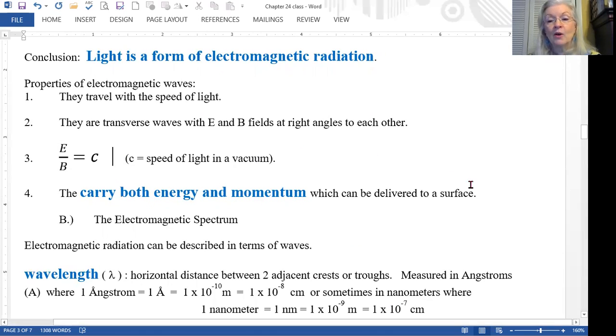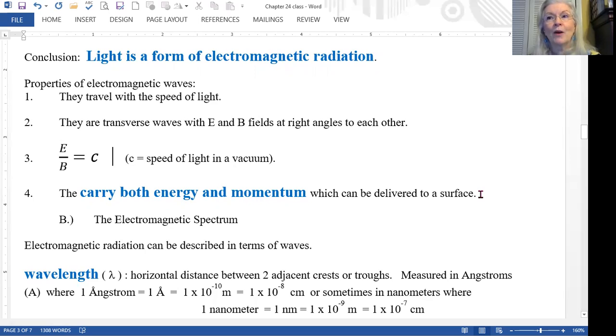Electromagnetic waves carry both energy and momentum, which they can deliver to a surface. Now, that is something that should be a little puzzling, but if you think about it, it actually makes a little bit of sense. So when sunlight hits the surface, sunlight is a form of electromagnetic radiation, and it delivers energy to the surface. If you put your hand out in the sun, eventually it will warm up. So energy is being transferred.